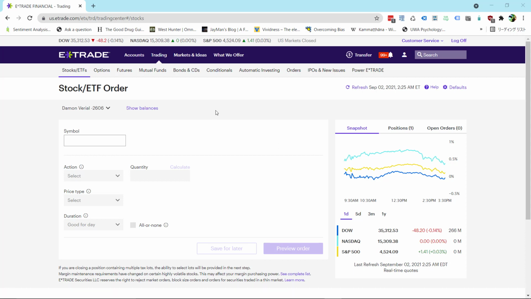Now, we are in the Etrade website. We have clicked on trading here. This is the page that comes up. This is the page we want. You don't need to worry about this stuff. We're shorting stocks, so it's going to automatically load on stocks, which is what we want.